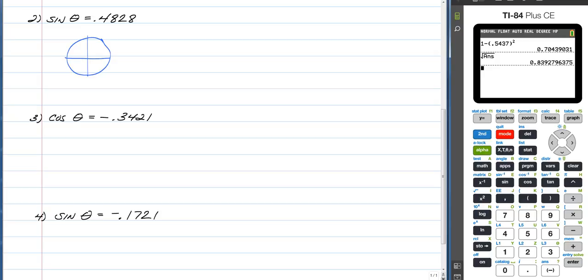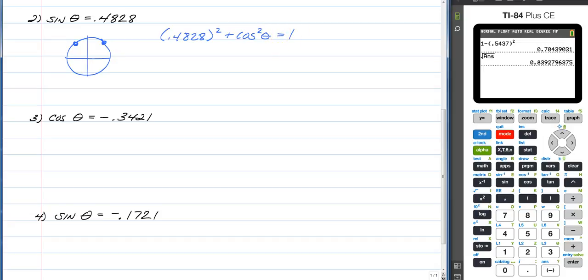Okay, so for number 2, the first thing you were given was a positive sign. So you should have had your train of thought telling you that we're going to be in quadrants 1 or 2, because that's where y is positive. And then, of course, you would need to set up your equation. So it would be 0.4828 squared plus cosine squared theta is equal to 1.